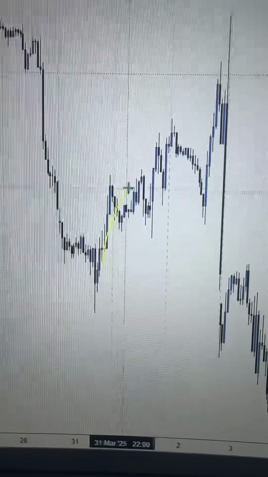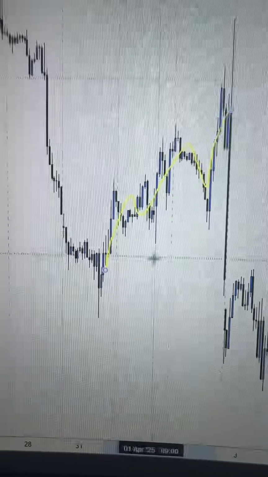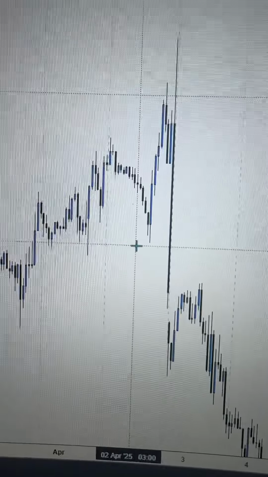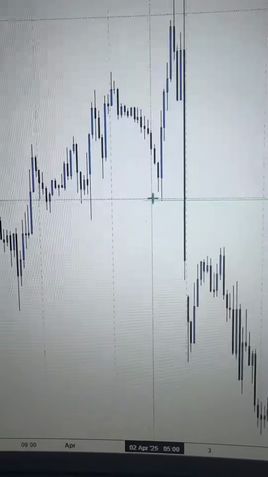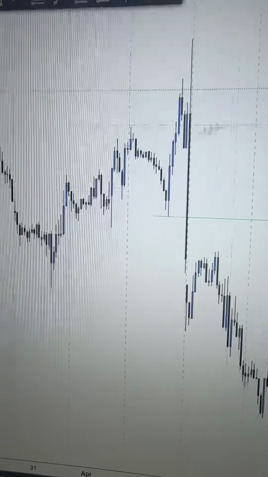Now, let me show you a break of structure example. As you can see here, price was in a small uptrend, so we're making higher highs and higher lows. Now, the highest low that we had was right here. So when this candlestick closed below this low, this indicates a break of structure, which confirms bearish order flow, meaning we want to continue to go down.